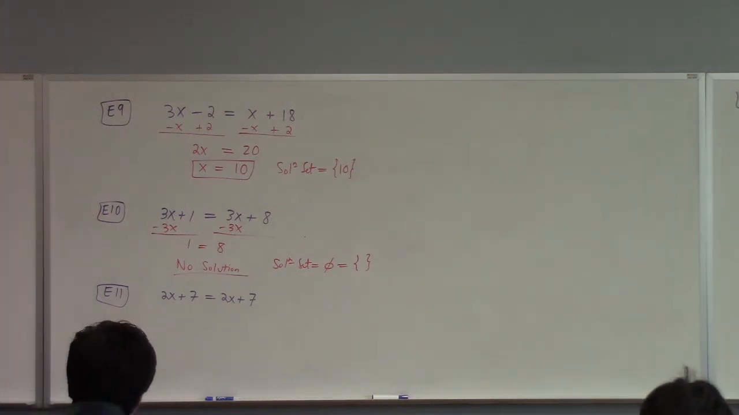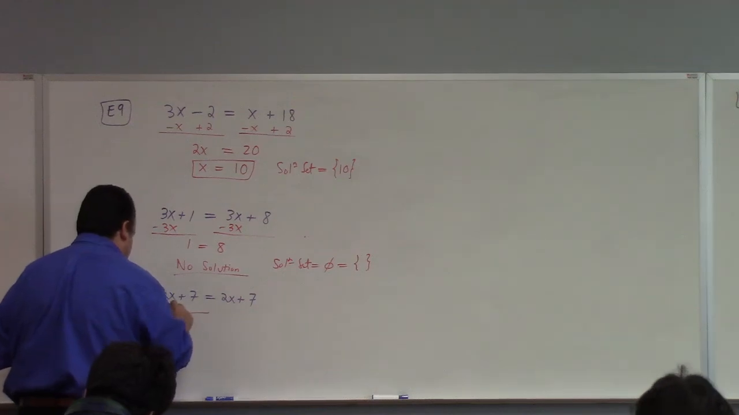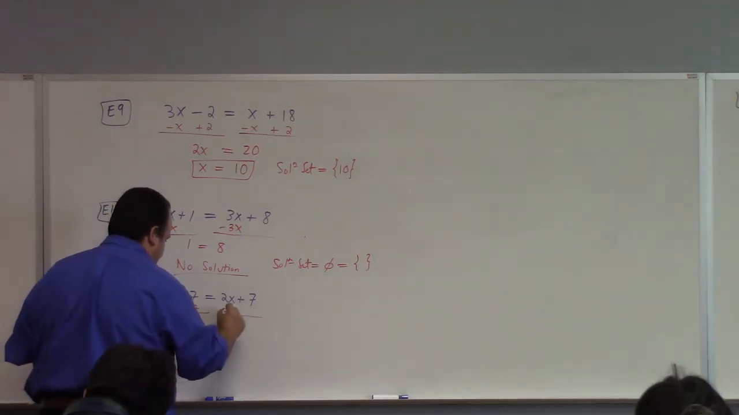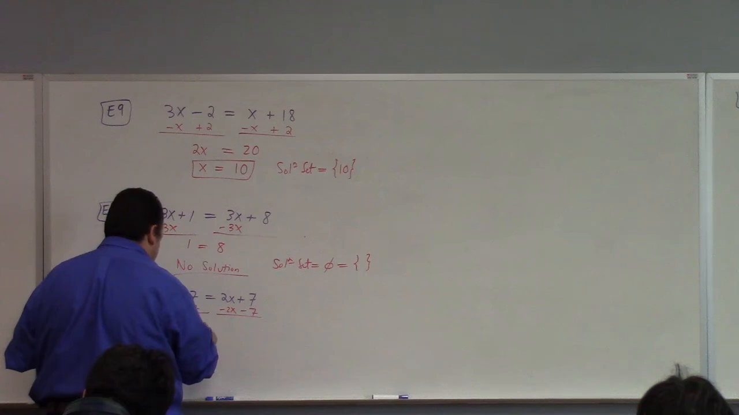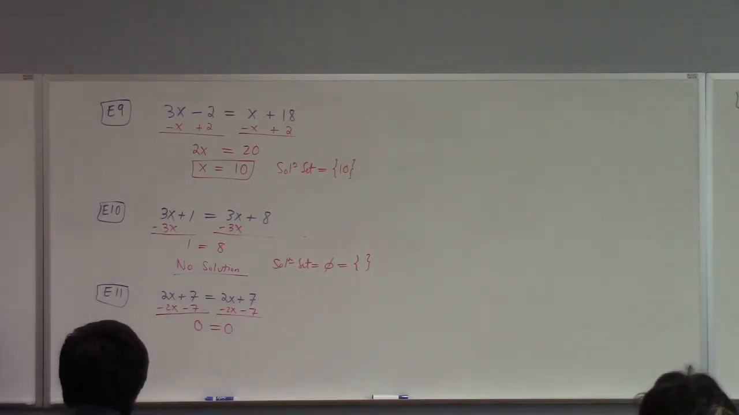All right? Example 11, we subtract 2x and 7 from both sides. What happens? 0 equals 0. Is this true? Indeed, it is true. So what's the solution set this time?